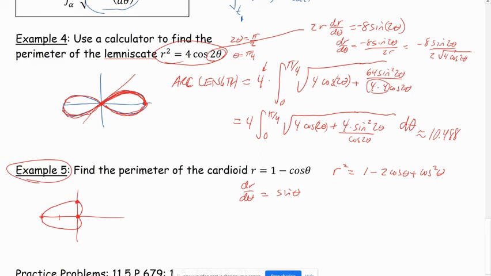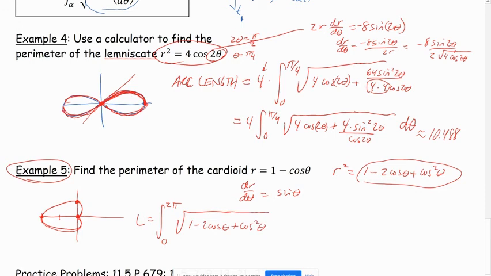And so we can get the arc length for this one. It is one continuous curve. Cardioids only trace over themselves once. For example, we went from 0 to pi, and that gave us half of the cardioid. So if we do pi to 2 pi, that would give us the other half. So we can just do this one all in one shot. The arc length is equal to the integral from 0 to 2 pi of the square root of r squared, which is 1 minus 2 cosine theta plus cosine squared theta, plus dr d theta squared, so that's going to be sine squared theta.